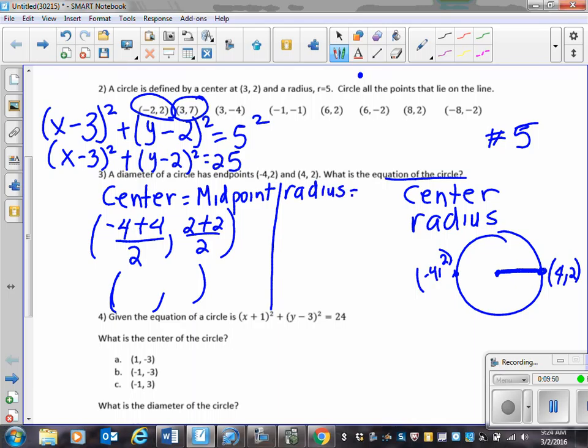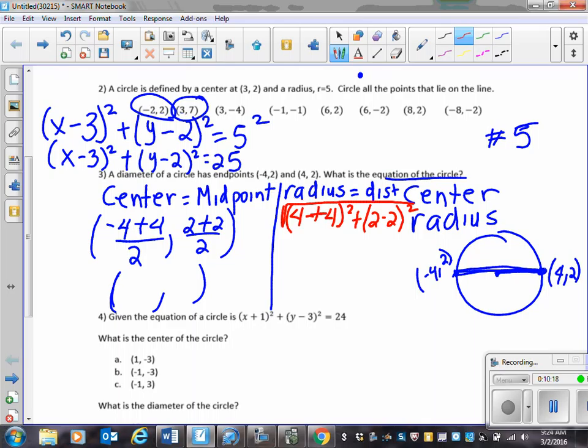right? So to do radius, I have to use the distance formula. So I have to know the distance between the two. So when I do the distance between -4 all the way here, it's going to give me the diameter, but then I have to go ahead and cut it in half so that I know what the radius is. So I'll just do 4 minus -4 squared plus 2 minus 2 squared.